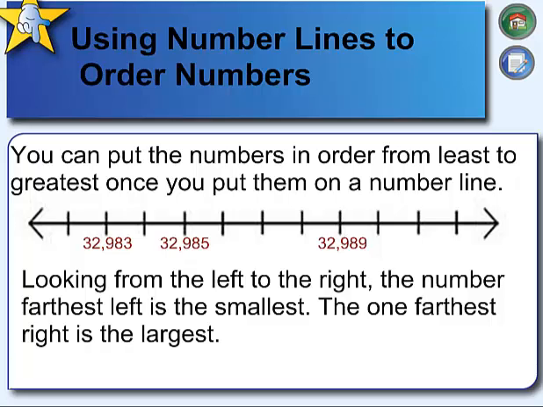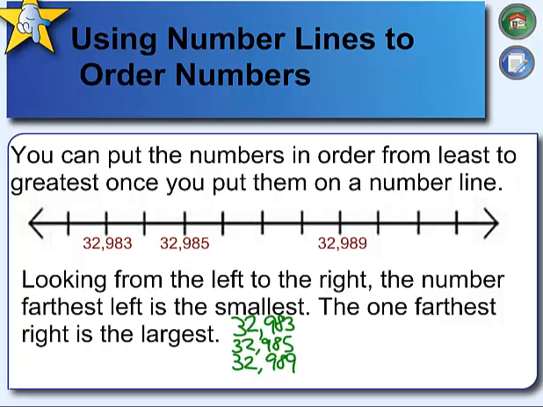Sometimes you can put them on a number line. Once you put these on a number line, if you start on the left, that's going to be the smallest number, and move to the right. So in this case, 32,983 is the smallest, and then we have 32,985 and 32,989.